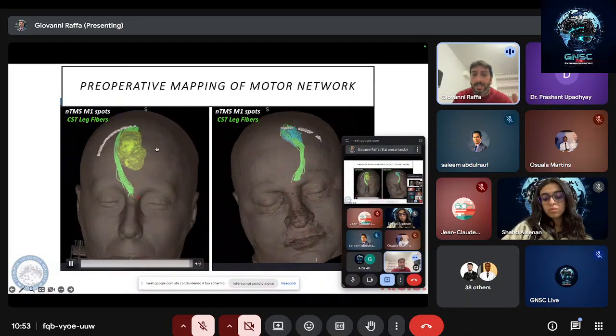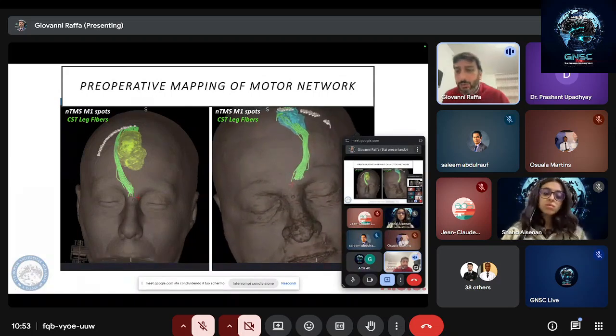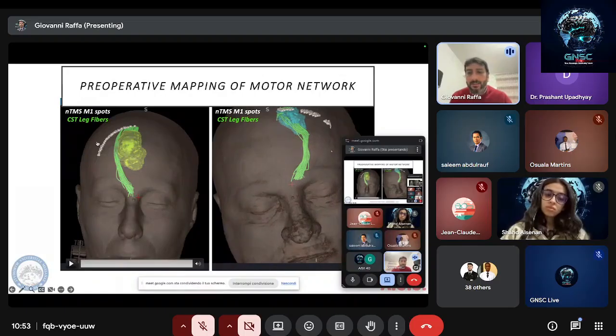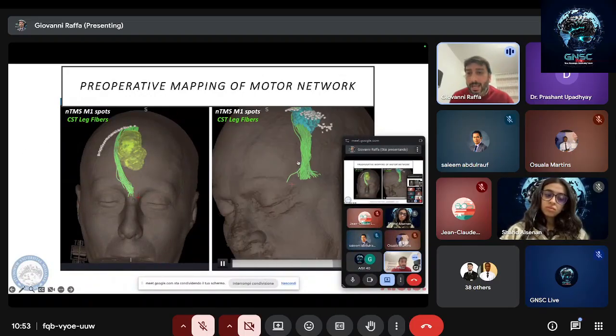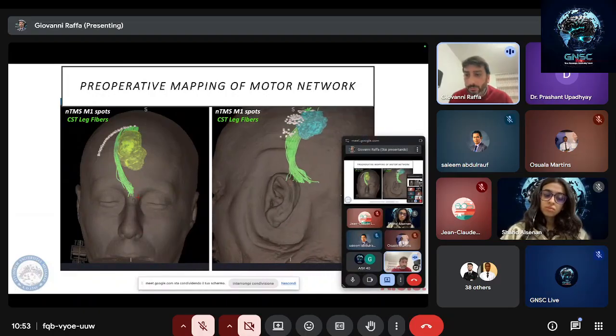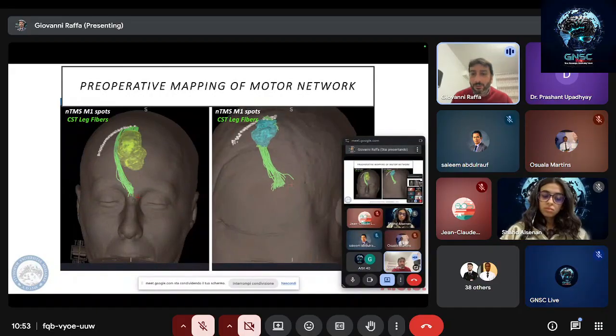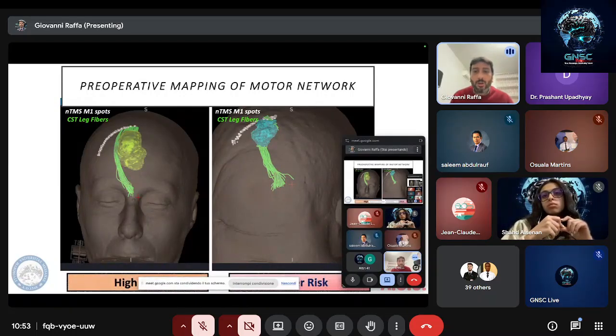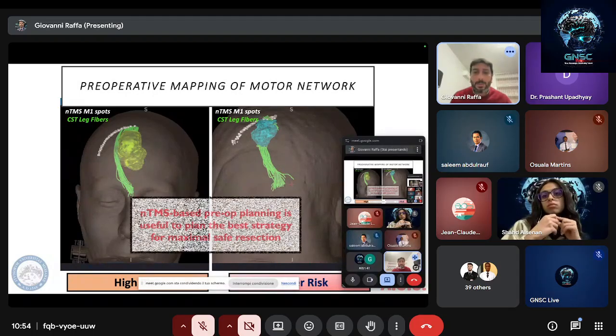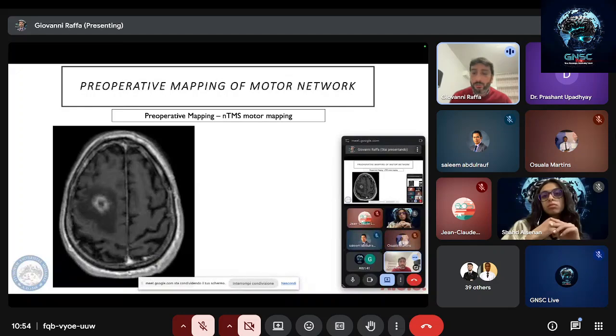So in the first case, we can try to resect the lesion, trying to preserve the corticospinal tract, so the risk is high. But in the second case, we already know that we cannot resect all the lesion because it is infiltrating the motor tract. So the resection will be much more difficult, and the risk of postoperative deficit, of a worsening of postoperative deficit, because this kind of patient already has a motor deficit, is very, very high. So all this information can be used to stratify our patient, to plan our strategy, and to improve our surgery and our intraoperative mapping.